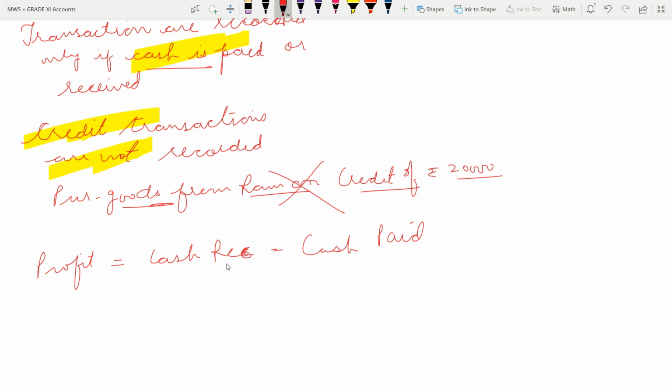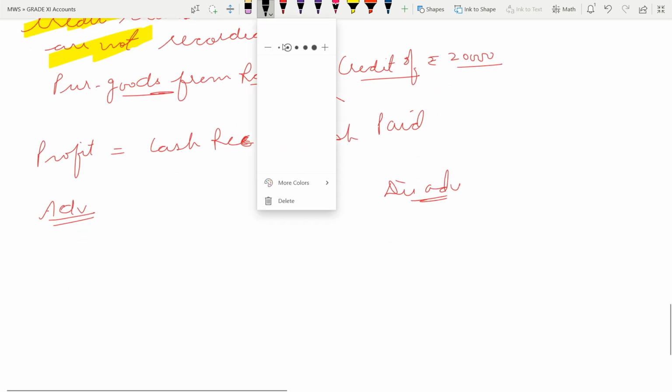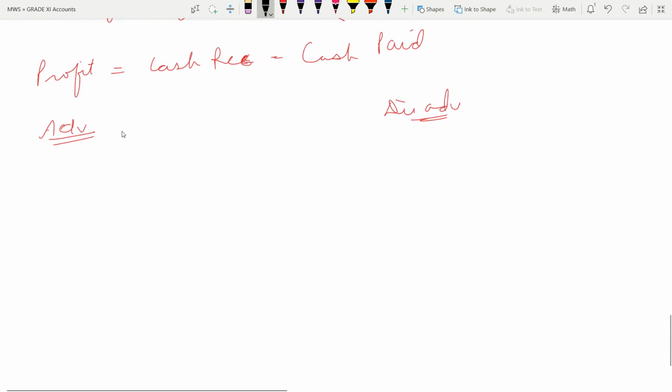Fine. But let us see the advantages and disadvantages of this. Then you will get to know in detail whether this is a good basis or not, whether a business enterprise should follow this or not. What is the advantage? It is very simple. Even the recording is very simple, because if cash is received, then you have to record, and otherwise there is no need to record the transaction.